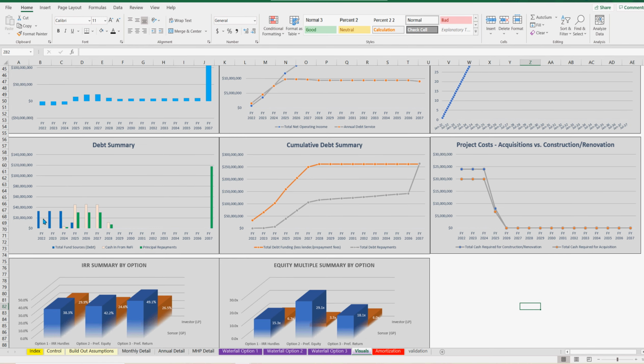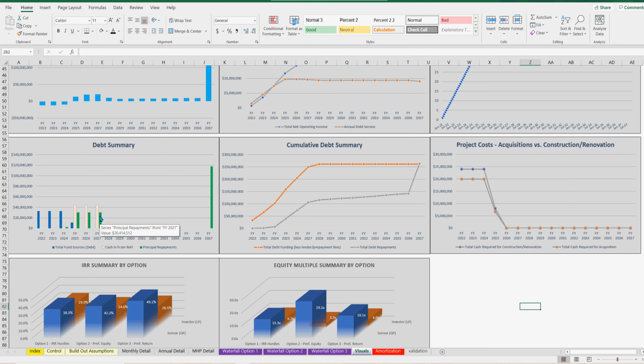Debt summary. This is showing cash financed from banks. Then this lighter yellow one is showing refi cash in, and this is showing principal repayments. I thought that was kind of cool to see. Okay, here's my money coming in from the bank. Here's the refis coming in, and here's the repayment of the initial loans, and then here's the final repayment.